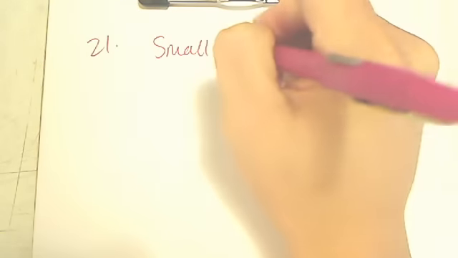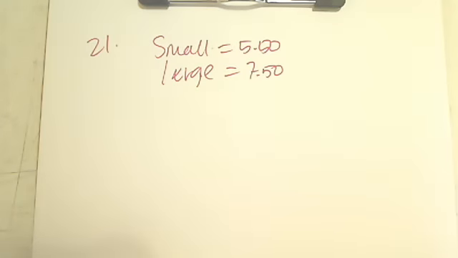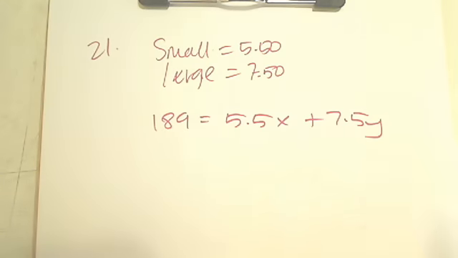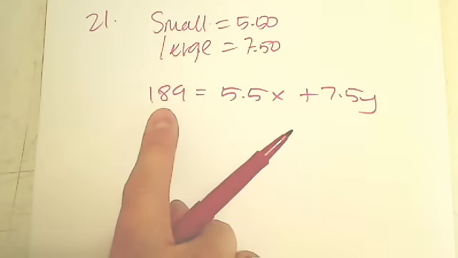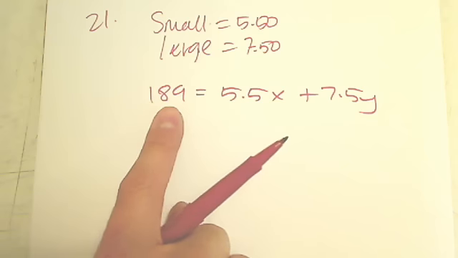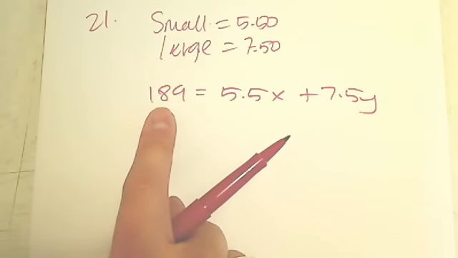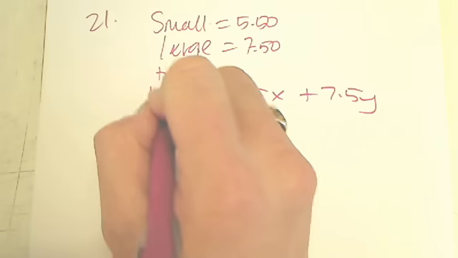Gracie is selling wrapping paper that costs $5.50 for a small roll, and a large roll costs $7.50. The equation is 189 equals 5.5x plus 7.5y. Let's talk about the equation first. If you notice here, students, you have a number in front. That number represents the total cost. This is how much money she's turning in. This is the total cost.